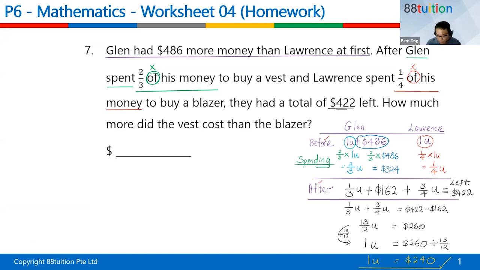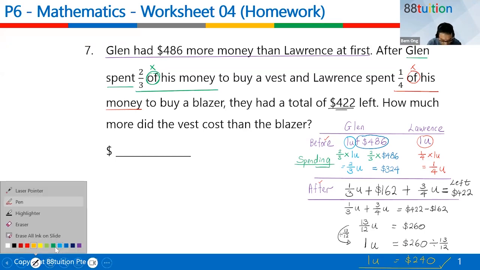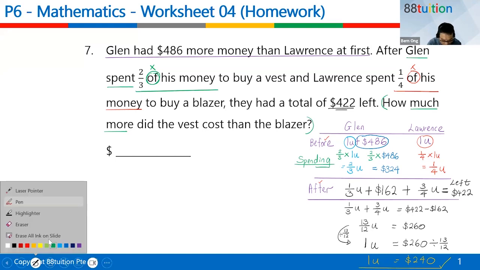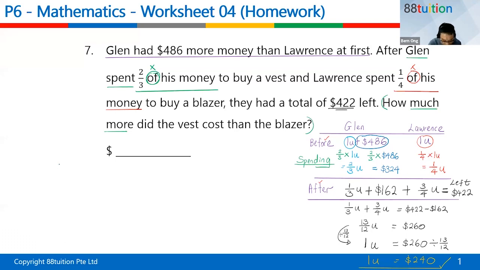Okay. So now we got the 1 unit already, right? What is the question asking for? How much is the dog in the window? Woof, woof. No, sorry. Not asking about the doggy. How much more did the vest cost than the blazer? So Glenn is the one that bought the vest. So Glenn spent how much on the vest? He spent 2/3 unit plus 324 on the vest.